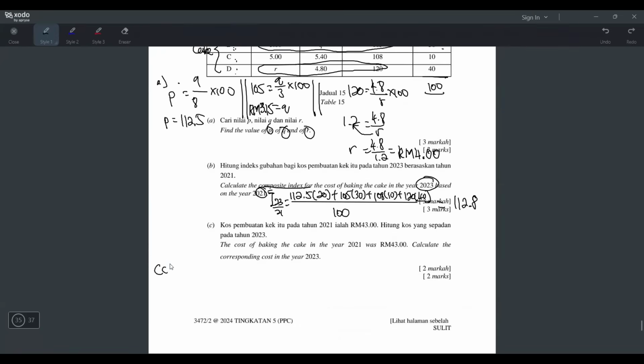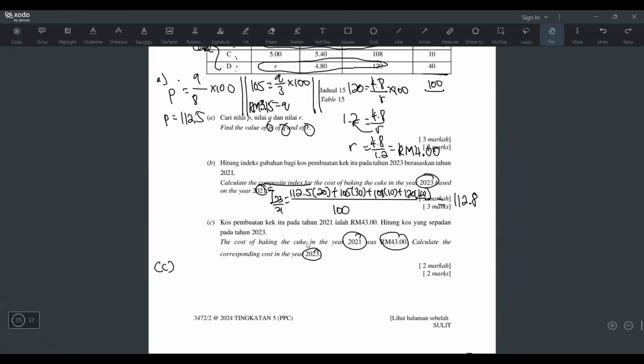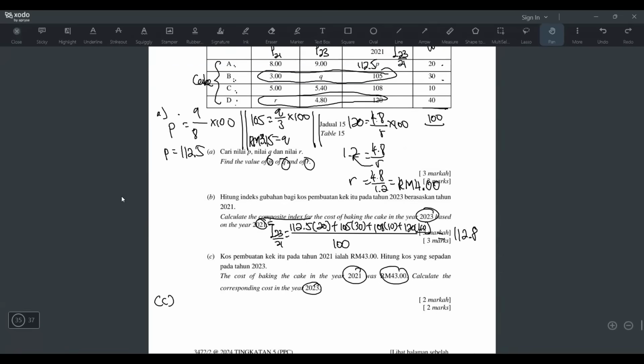Okay, now let's do C. C says what? The cost of baking the cake in the year 2021 was 43. Calculate the corresponding cost in year 2023. Okay, they never said cost for ingredient A, B, C, or D. They said cost of cake. It means later you have to take the composite index.